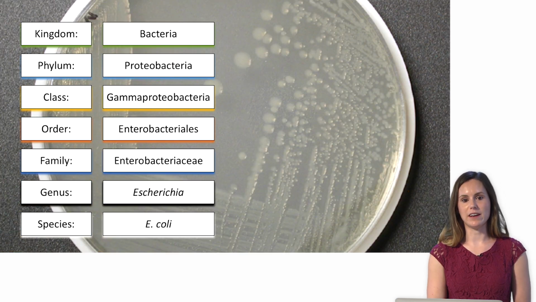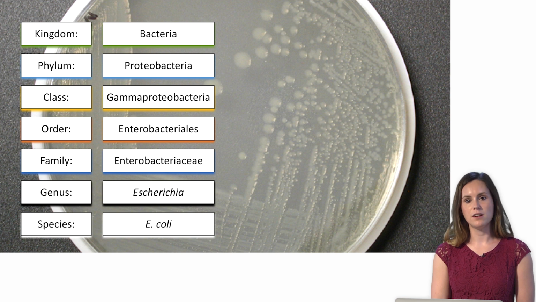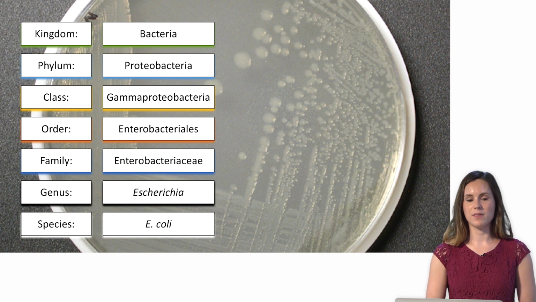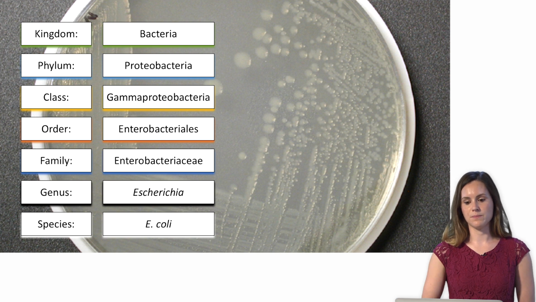This is an example of the classification scheme for E. coli. And you might be familiar with E. coli because we talk about it a fair amount in food safety or when people get sick from E. coli. So in the case of E. coli, we can classify it as bacteria, proteobacteria, gamma proteobacteria, enterobacteriales, enterobacteriaceae, Escherichia, and then E. coli, which is the name we usually use to talk about the species. There's actually another level, though. We can classify E. coli to the strain, which is when we start to talk about which types of E. coli are pathogenic to humans.